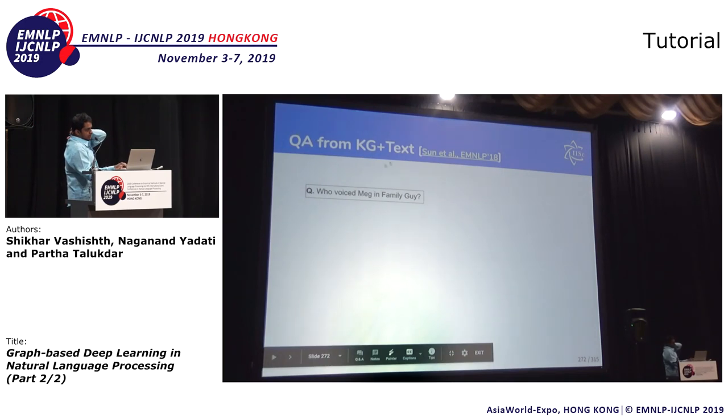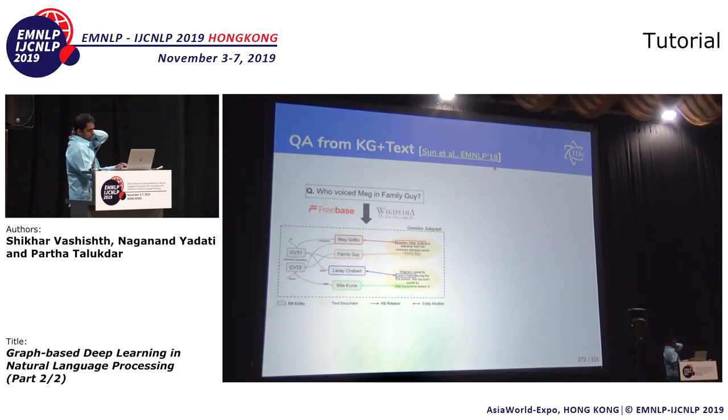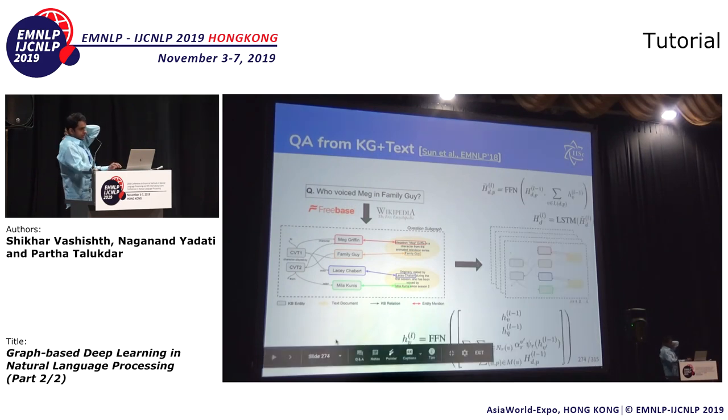One interesting problem is question answering from KG plus text. Let's say we have a question like, who voiced Meg in Family Guy? In this EMNLP 18 paper, they look at the knowledge graph and also the textual descriptions of the entities present in the question. We have Meg Griffin and Family Guy as the entities in the knowledge graph, and we also have some additional text description. For example, Meg Griffin is a character from the animated series Family Guy. So this is the question subgraph from the knowledge graph.